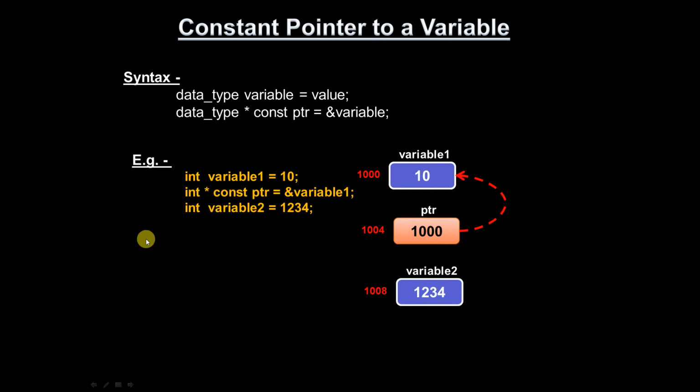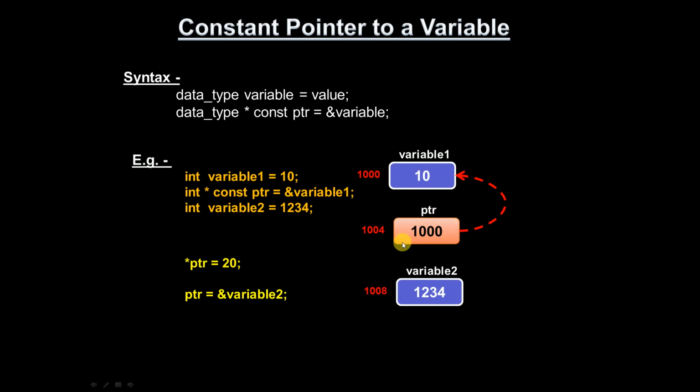Now we'll see the operations. *ptr = 20. Now what I'm saying, const ptr. So ptr is constant, means whatever the value present here, it is a constant. Once you have given some value to this pointer, then it is constant.